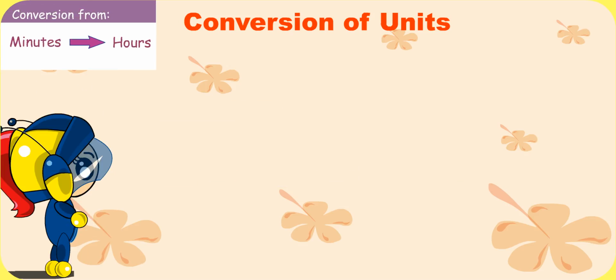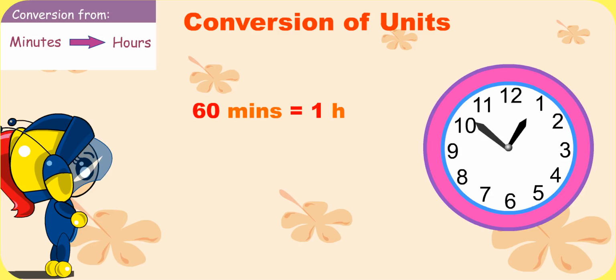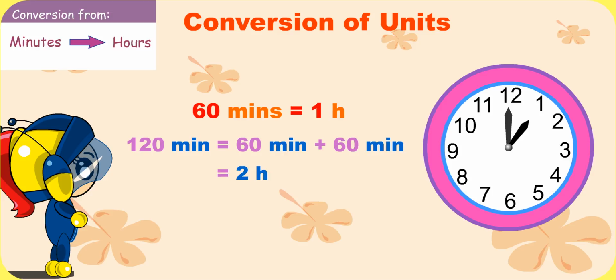To convert minutes to hours, we need to know that there are 60 minutes in 1 hour. 120 minutes will be 2 hours, as we can subtract 60 minutes twice from 120 minutes.